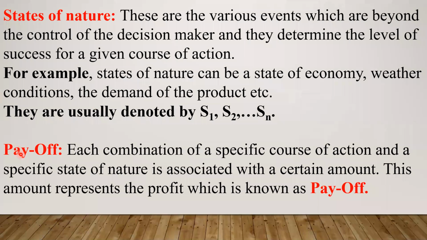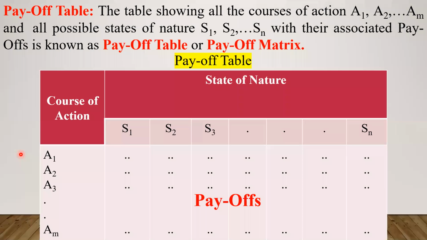Payoff is what? Each combination of a specific course of action and state of nature is associated with a certain amount, which is called the payoff or profit. What is a payoff table? A table which shows various courses of action, see here, A1, A2, A3, AM, various states of nature, S1, S2, S3, SN, and their payoffs. These dots mean there will be some figure, some number associated with A1 and S1, the profit associated here. Similarly here. Such a type of table is called a payoff table. It is also called a payoff matrix.